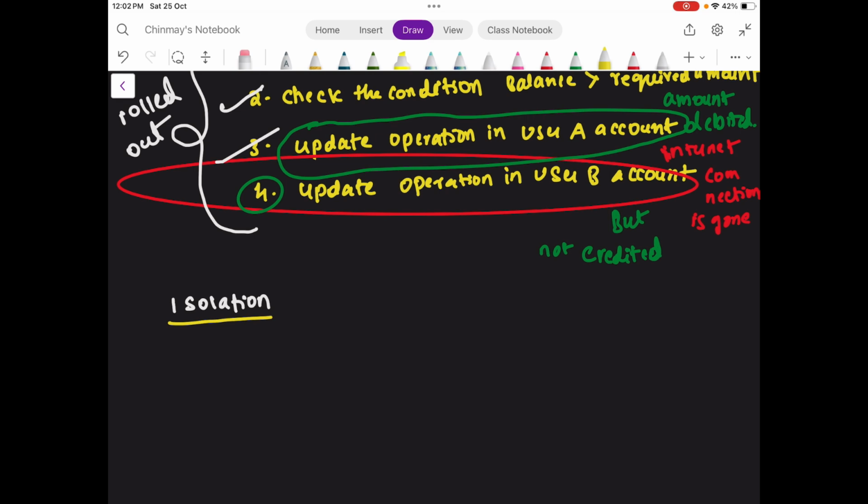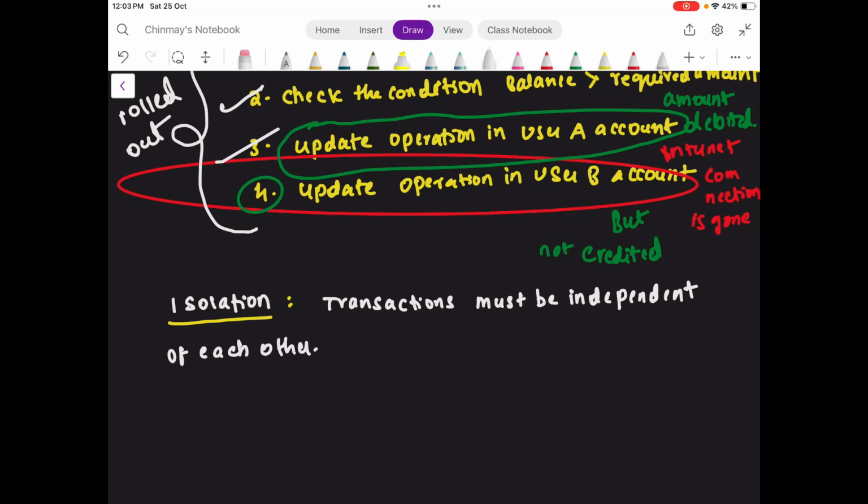What is meant by isolation? Isolation indicates that transactions must be independent of each other.